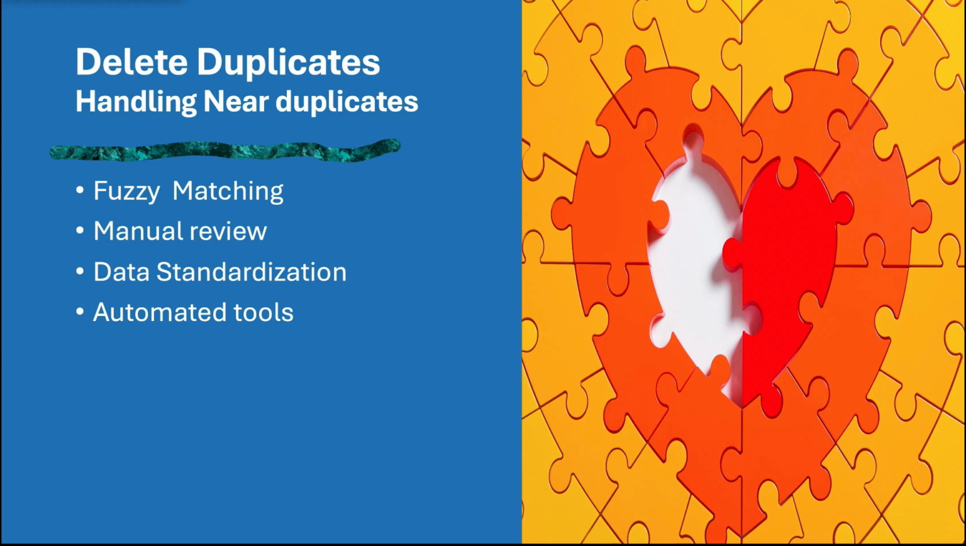Handling near duplicates can be done with multiple methods. For example, fuzzy matching: use algorithms that measure the similarity between strings or other data types to identify near duplicates. Manual review: for small datasets, manually reviewing near duplicates might be the best option. Standardize formats like address, name, and dates before comparing records to reduce the likelihood of near duplicates. Automated tools: use data cleaning tools and software that can automatically identify and manage near duplicates.